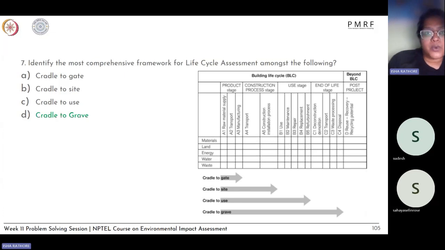So, cradle to grave is the most comprehensive or extensive framework for life cycle assessment. So, it includes all of the product stage, construction process, use stage, and the end of life stage. Okay, so D is the correct answer. So, moving on to the next question.